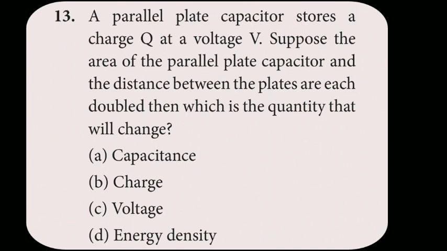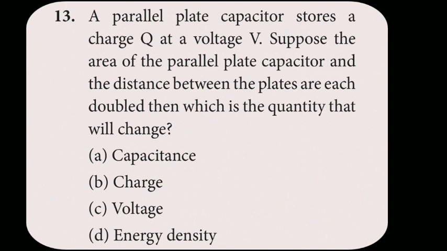Okay, now question number 13. A parallel plate capacitor stores a charge Q at a voltage V. Suppose the area of the parallel plate capacitor and the distance between the plates are each doubled. Then which is the quantity that will change? So the question is very much clear. Only the area of the two plates and also the distance between the two plates are doubled. The other quantities remain constant. So which parameter of the capacitor will be changing?